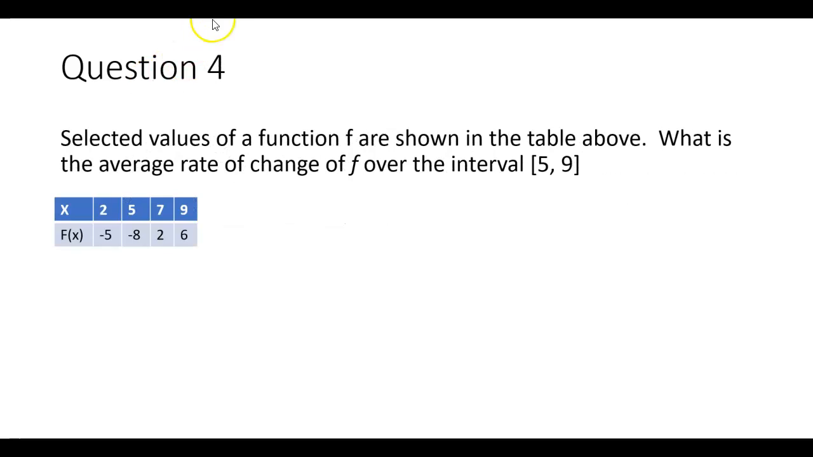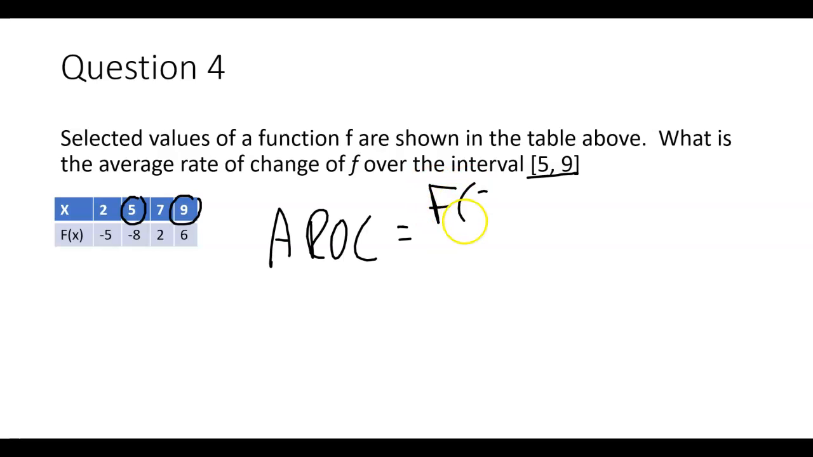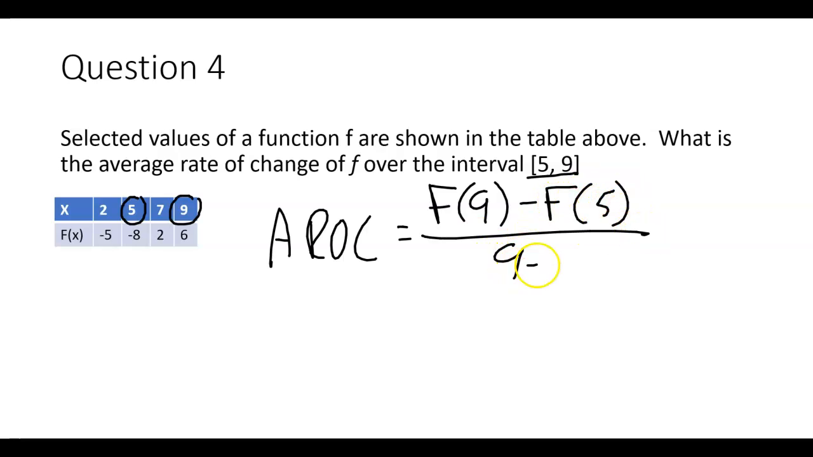All right, let's go ahead and move on to question 4 here. Selected values of a function are shown in the table above or below. What is the average rate of change of f over the interval 5 to 9? So here's 5, here's 9. The average rate of change of a function is given by the standard slope formula, which would be f of your last point minus f of your first point in the interval over 9 minus 5.